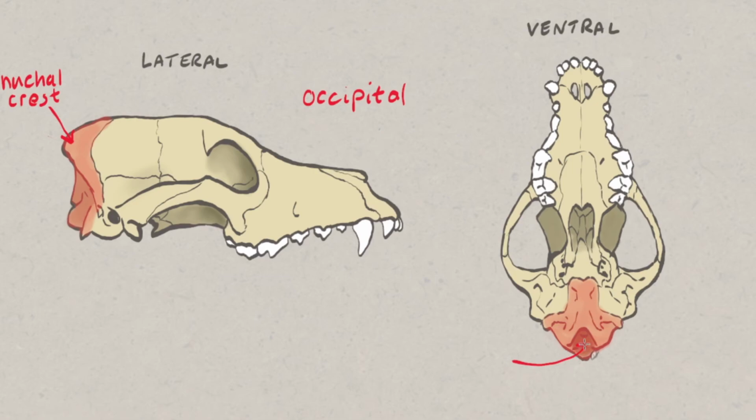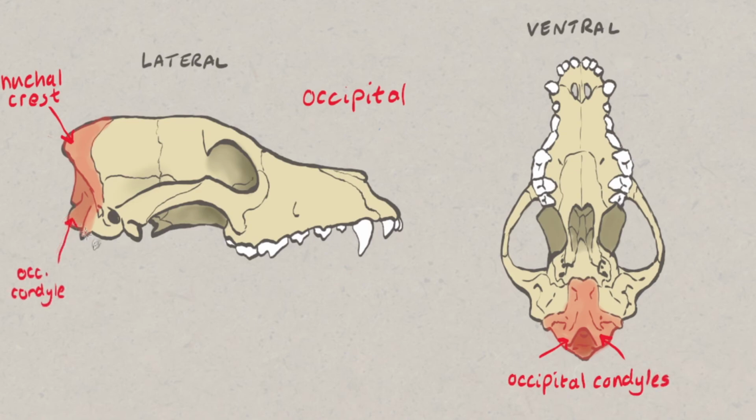A large hole called the foramen magnum is where the spinal cord exits the skull. Either side of the foramen magnum are paired processes known as the occipital condyles. These articulate with the first cervical vertebrae, or atlas, to form the atlanto-occipital joint. Lateral to the condyles are the jugular processes, which are the sites of attachment of the digastricus muscle, which attaches to the mandible to open the jaw.